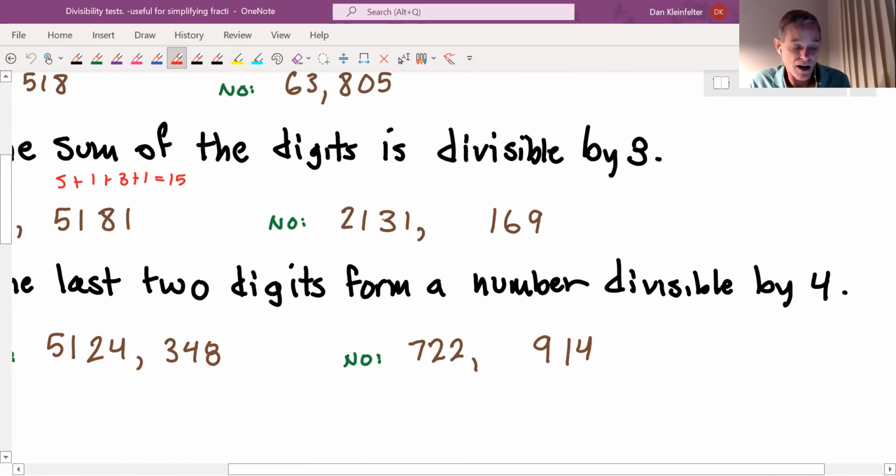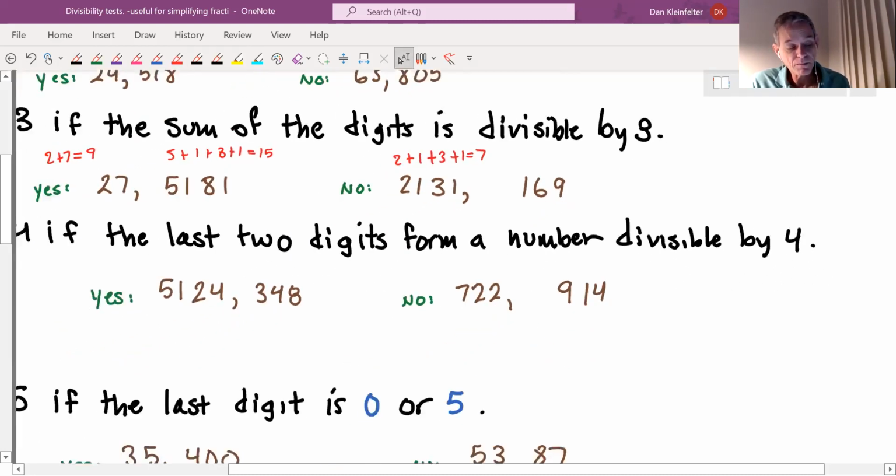2,131, it's nice and odd looking, but is it divisible by 3? 2 plus 1 plus 3 plus 1 is 5, that's 7, right? 7 is not divisible by 3, so this number is not divisible by 3. I'll leave it to you to check that 169 is not divisible by 3. Okay.